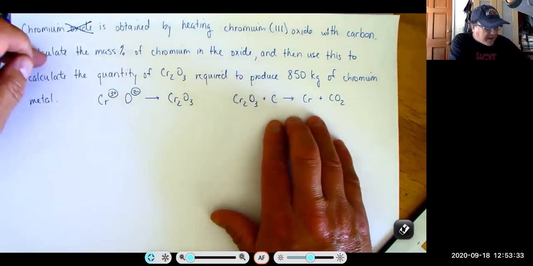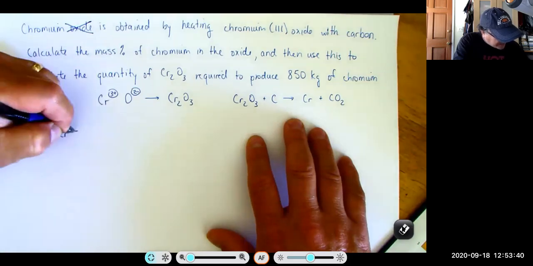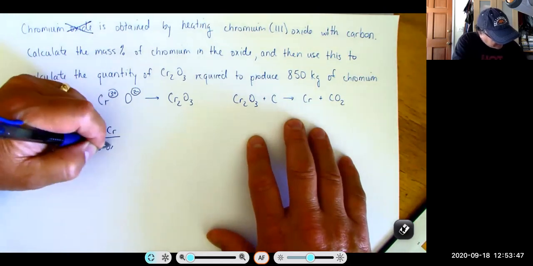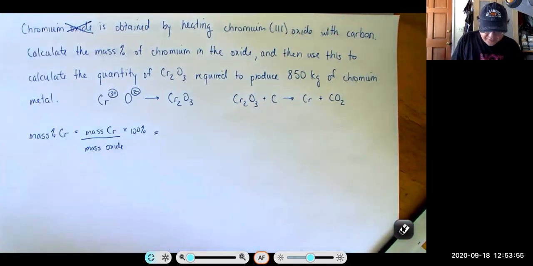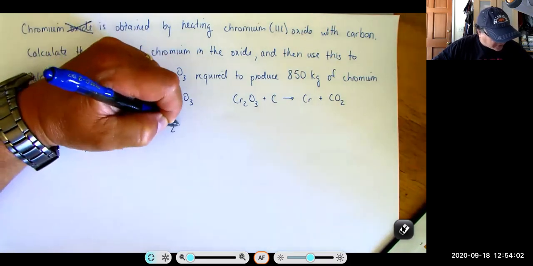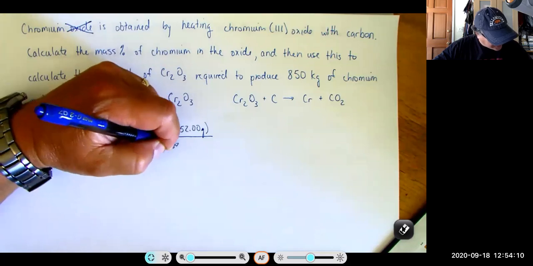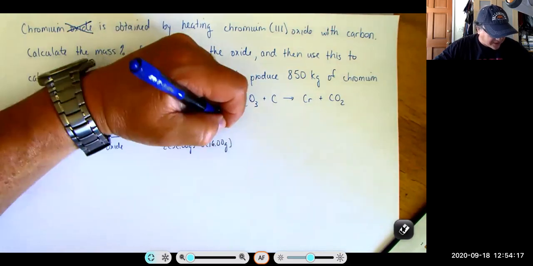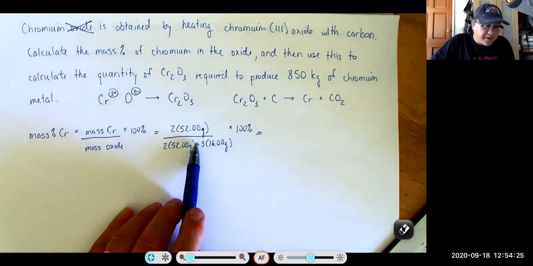We're supposed to calculate the mass percent chromium in the oxide. So the mass percent chromium is going to be the mass of chromium over the mass of the oxide times 100%. So when I take a look at 1 chromium, it weighs 52.00 grams. So we're going to have 2 times 52.00 grams over 2 times 52.00 grams plus 3 times 16.00 grams, and all of this times 100%. So if you don't understand where each of these came from, you need to let me know. I'm going to go over very quickly again.